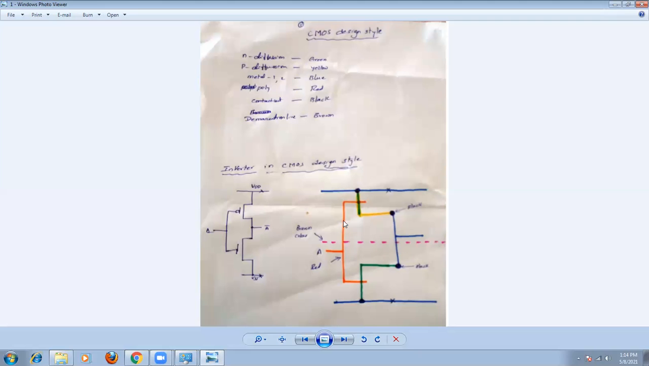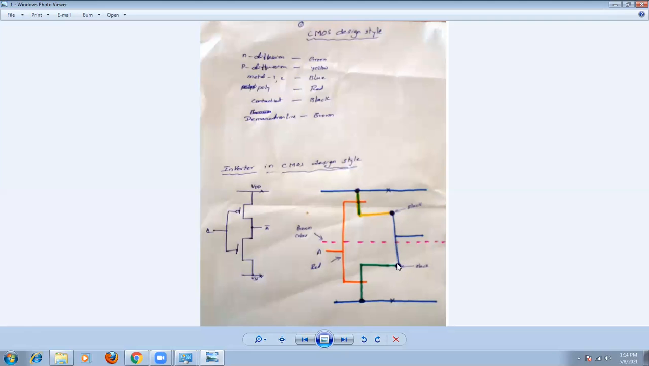So you cannot use the polysilicon to join these two layers, because there is a chance of a transistor existing again when the polysilicon crosses the diffusion. So we cannot use the polysilicon now. Better to go for the blue color, that is the metal one layer. By using a metal one layer, you can join these two points, that is, this point and this point will be joined together by using a metal line.